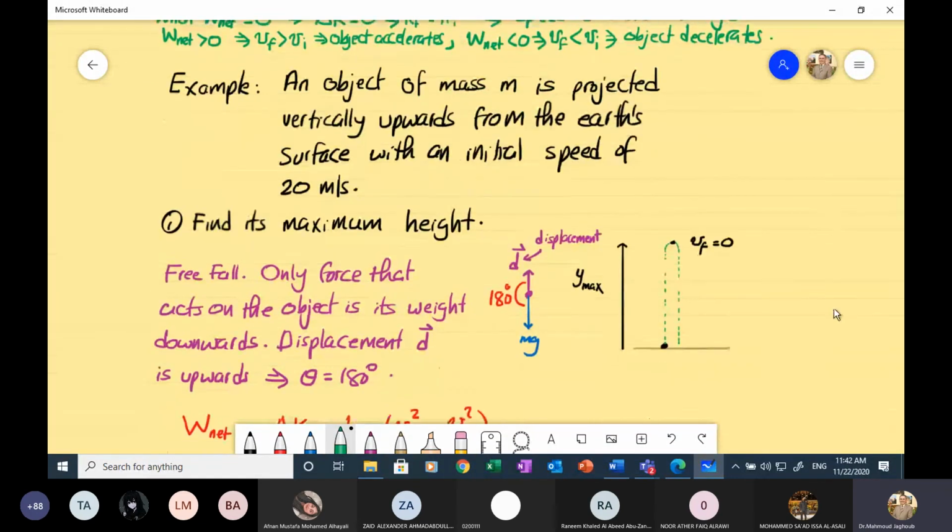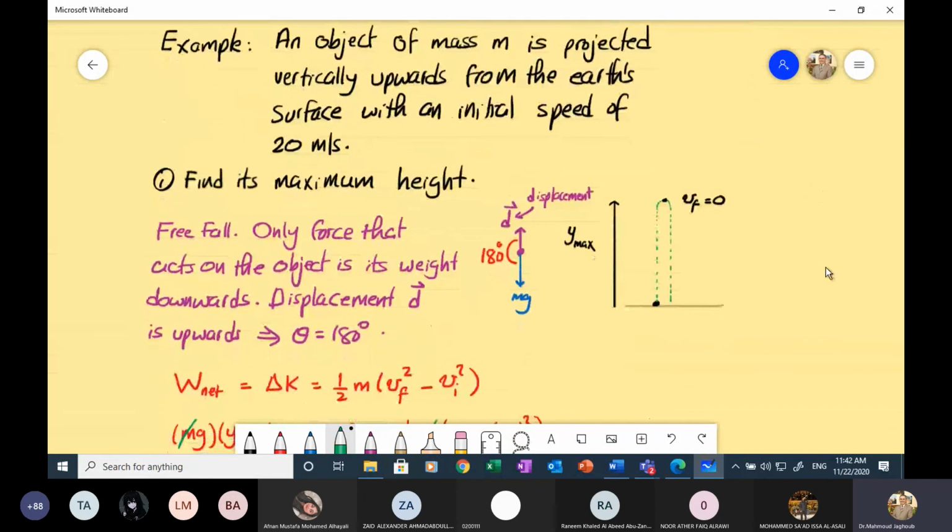Let's take this example. This is the third example that we considered when we did one-dimensional motion. An object of mass m is projected vertically upwards from the Earth's surface with an initial speed of 20 meters per second. So it's thrown upwards with a speed of 20 meters per second. First requirement is find its maximum height.